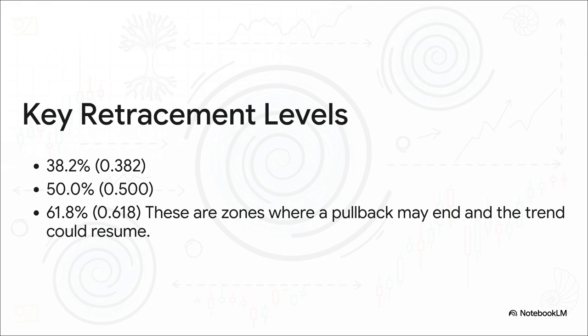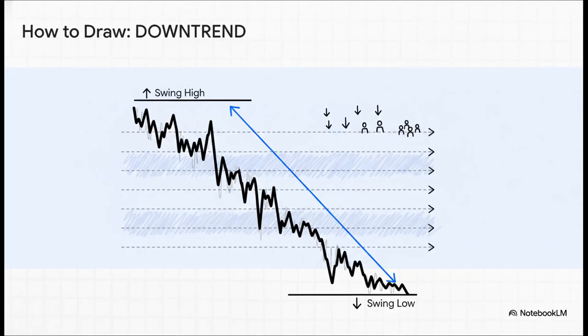Traders all over the world are watching these exact same levels, especially that 50% and the 61.8% golden level, looking for any sign that buyers are getting interested again. And you guessed it, for a downtrend, it's the exact same idea just flipped upside down. You find a big push down, but this time you connect the top of the move, the swing high, down to the bottom of the move, the swing low. Now, those same lines become potential resistance levels where sellers might jump back in.